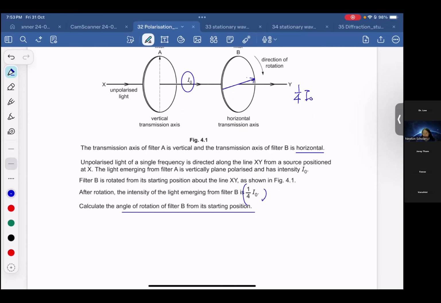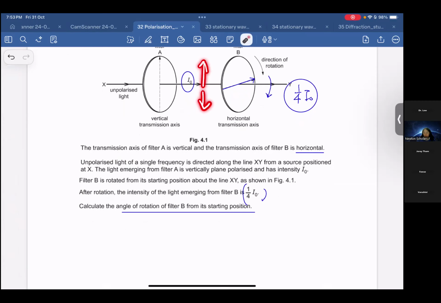Because at 90 degree, the starting position, actually there won't be intensity, right? So it starts to rotate until it gets intensity. So they're asking you, what is the angle of rotation? I repeat one more time: if the light passes through filter B like this, at the starting position there is no intensity. So it starts to rotate until it gets intensity 1/4. They're asking how much it should rotate.